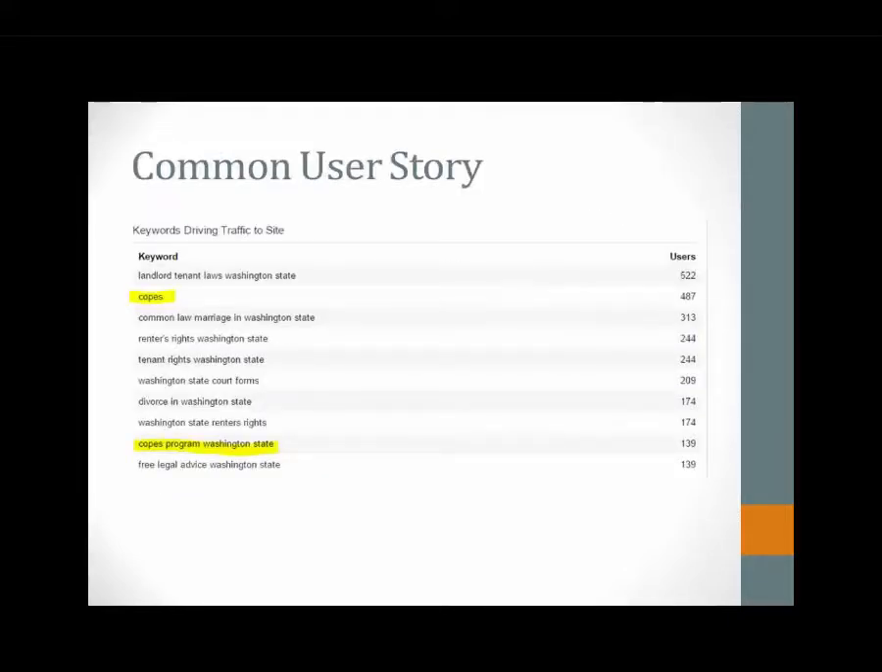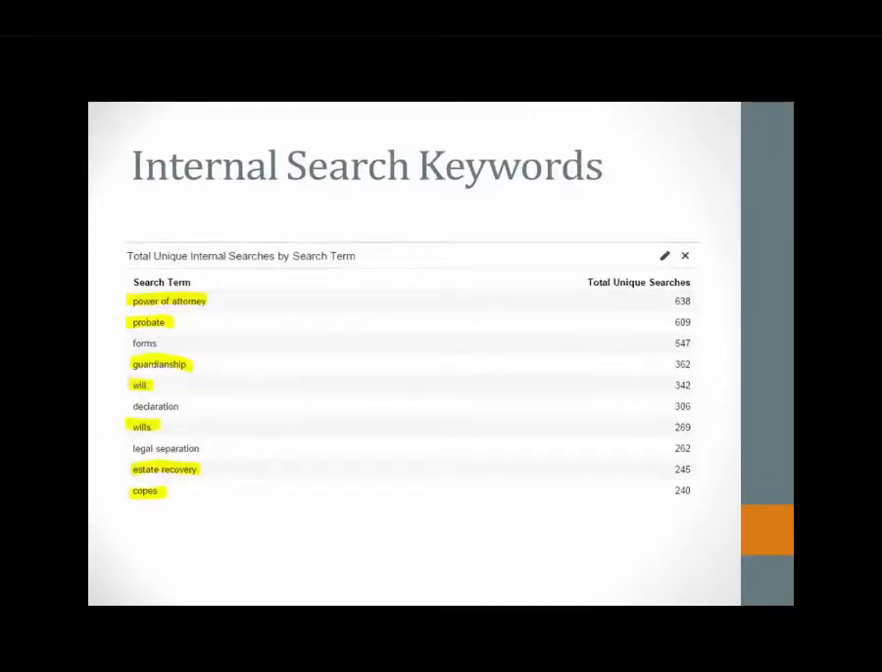The way we discovered that many visitors are looking for information on in-home care assistance, or the COPES program as it's called in Washington, was by looking at the keywords driving traffic to our site. In the top 10 of those, two of the entries contain the keyword COPES. Next slide, please. Additionally, we found that seven of our top 10 internal search terms are related to seniors issues.